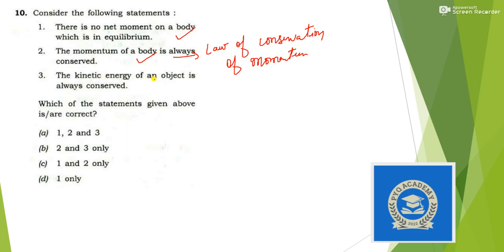And the kinetic energy of an object is always conserved. No, kinetic energy is given by half mv square. So by an increase in velocity, the kinetic energy increases multiple times. So this is not possible. So we have two options correct, option 1 and option 2. So let's eliminate this. Our answer is option C. Just remember these statements as facts, because these statements are important and can be utilized in making another question.